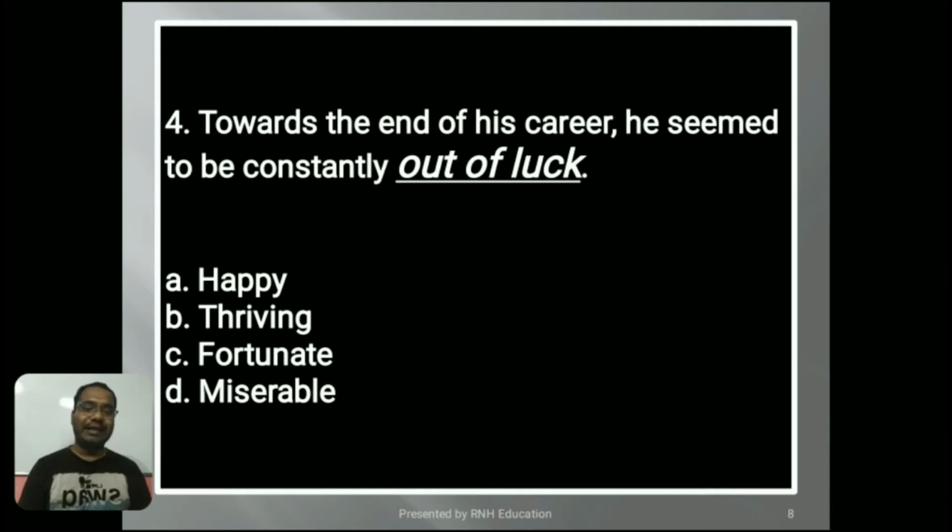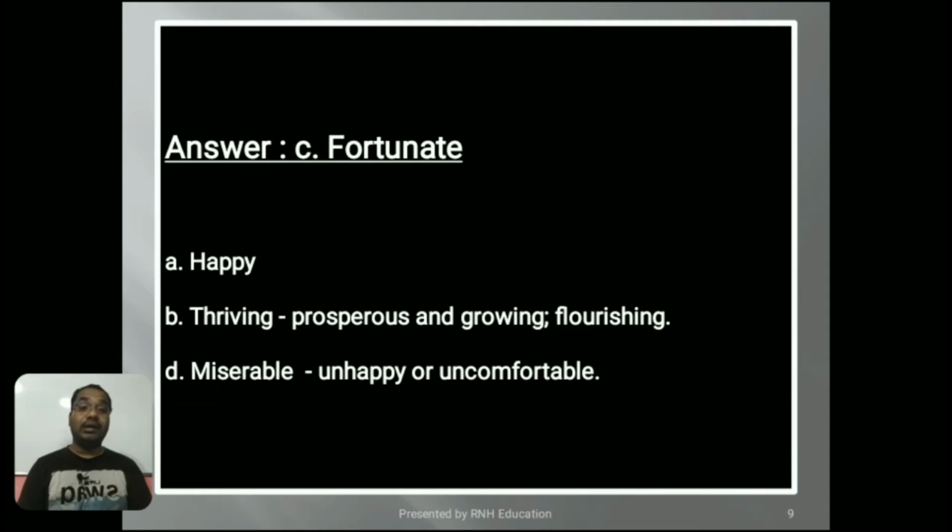Towards the end of this career, he seemed to be constantly out of luck. Okay, and the options are A. happy, B. thriving, C. fortunate, and D. miserable. Now check the solution. The answer should be fortunate. Out of luck, the opposite word should be fortunate. And the other options were happy, B was thriving. Thriving means prosperous and growing, flourishing. And option D was miserable, that means unhappy or uncomfortable. So the right answer here is C, fortunate.